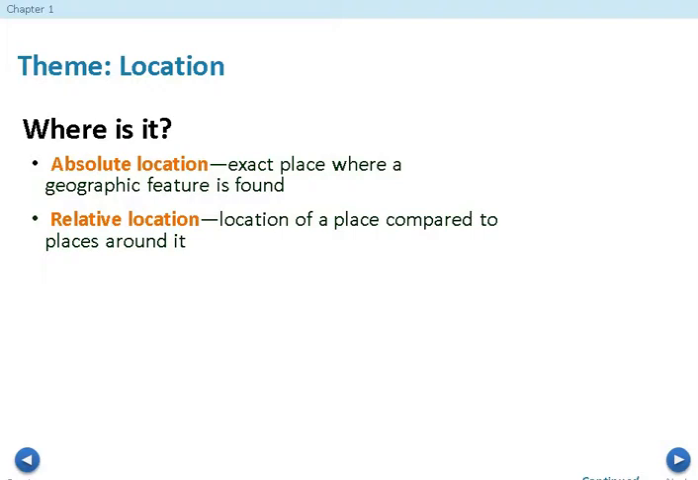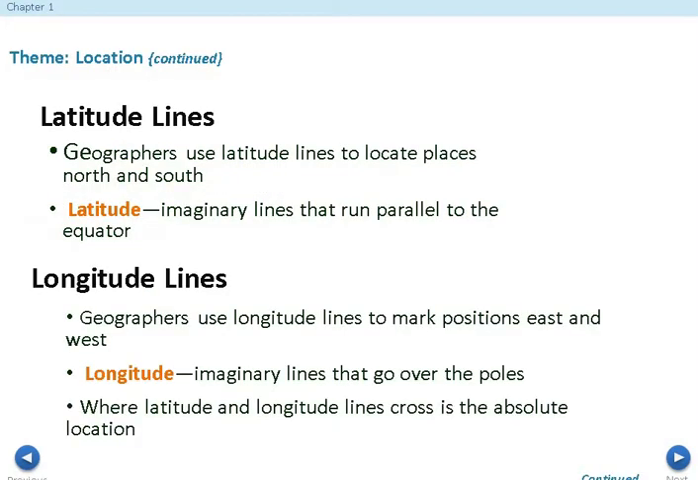Relative location is the location of a place compared to the places around it. So we might say, go to the southwest part of Lake Erie, or go east of the Mississippi River. Those are all relative locations because they're relative to something else. Again, we're going to use these in different ways, but when we talk about location, these are the 2 types.